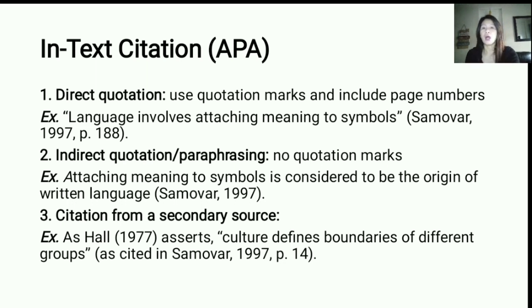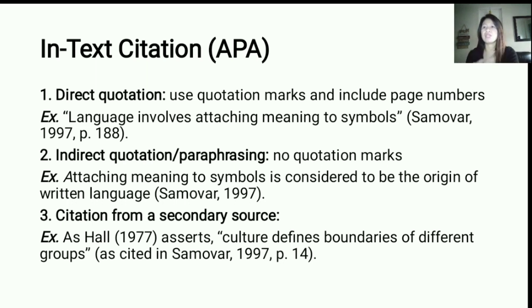Number 2, we have indirect quotation or paraphrasing. So in here, there is no need to use quotation marks. We paraphrase, but we still cite the source, like in this example. Attaching meaning to symbols is considered to be the origin of written language. So you paraphrase. So in the first method or way, you took exactly verbatim the quotation. In here, you paraphrased, and then you cited the source, Samovar, 1997.